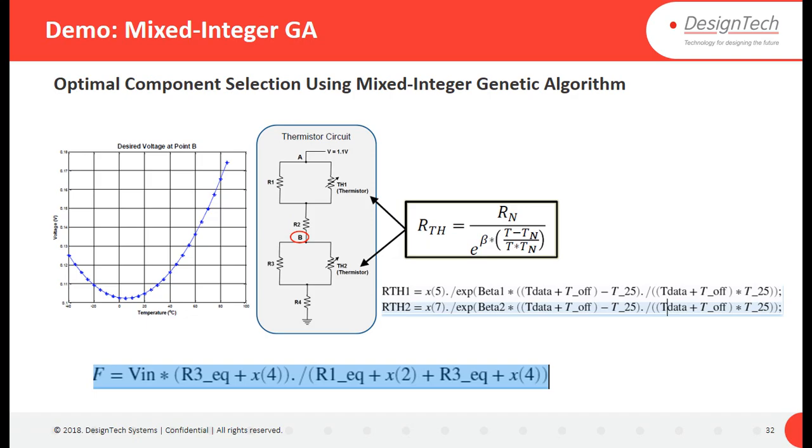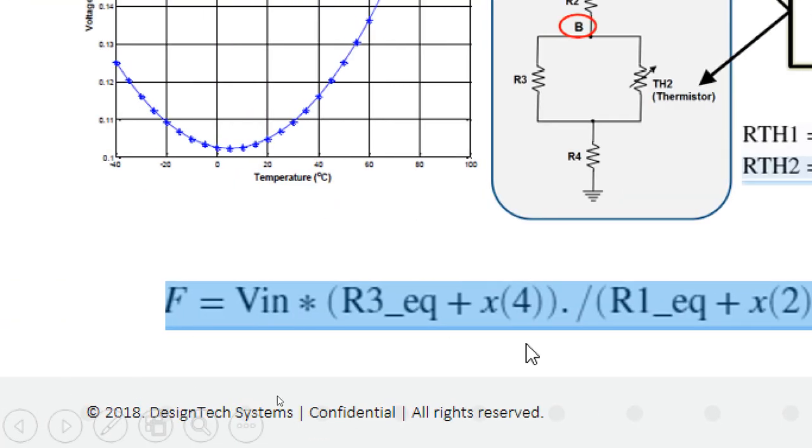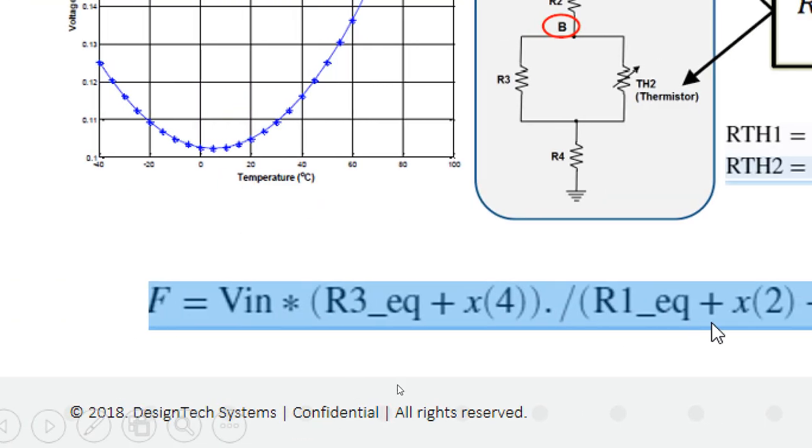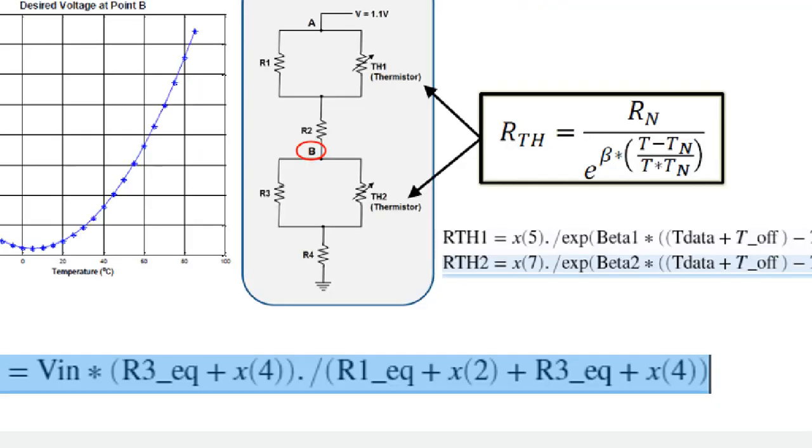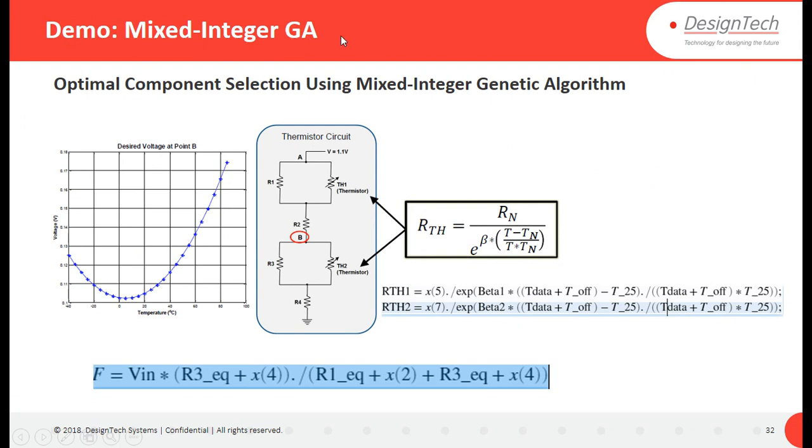Now about parameters, what parameters do we have in this case? The parameters which we have to estimate are resistances. 6 resistance values are there, but the resistance values are integers, because resistance cannot be 100.5 or 100.6. That's why I am saying mixed integer genetic algorithm. Okay, this is a mixed integer genetic algorithm.